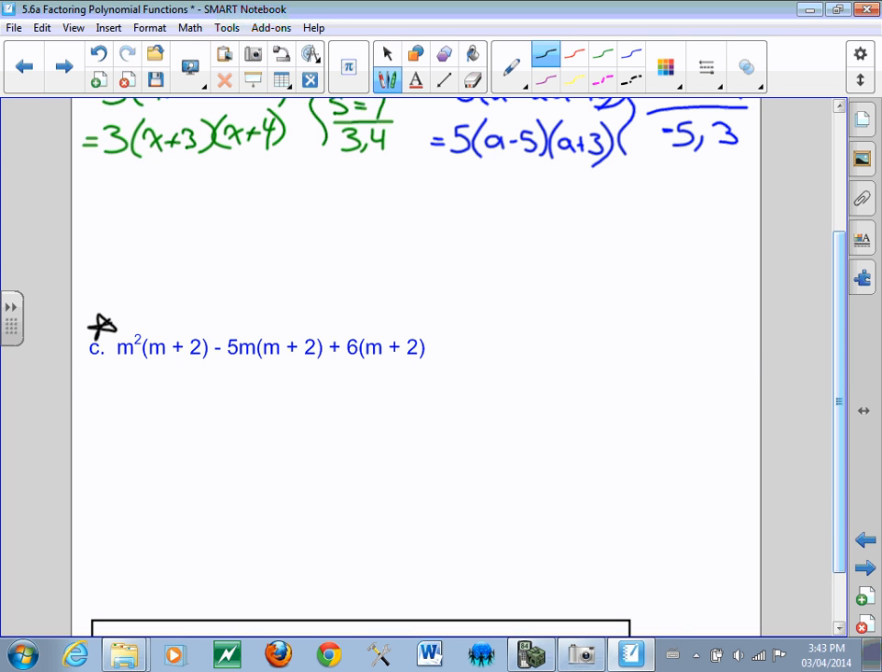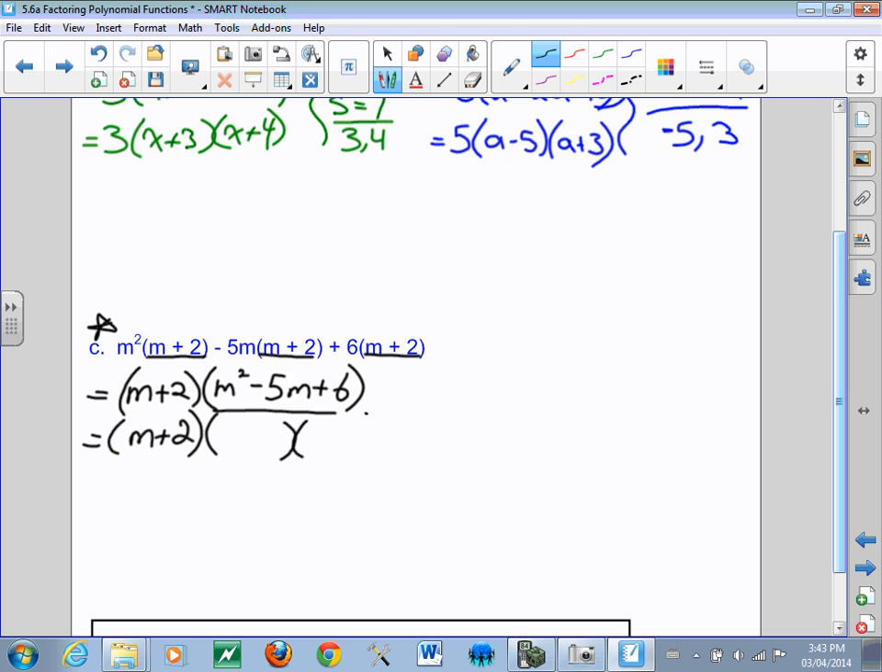Notice that this is an awkward looking question. We've got a monomial times a binomial, subtract a monomial times a binomial, plus a constant times a binomial. So it's pretty big, but what do we recognize? Hopefully you see something common in each case. So what's common in each case is m plus 2. Put your leftovers, which are still your products that you would have to divide through. So it'd be m squared minus 5m plus 6. Notice that this is a trinomial here. So we're going to keep working that out.